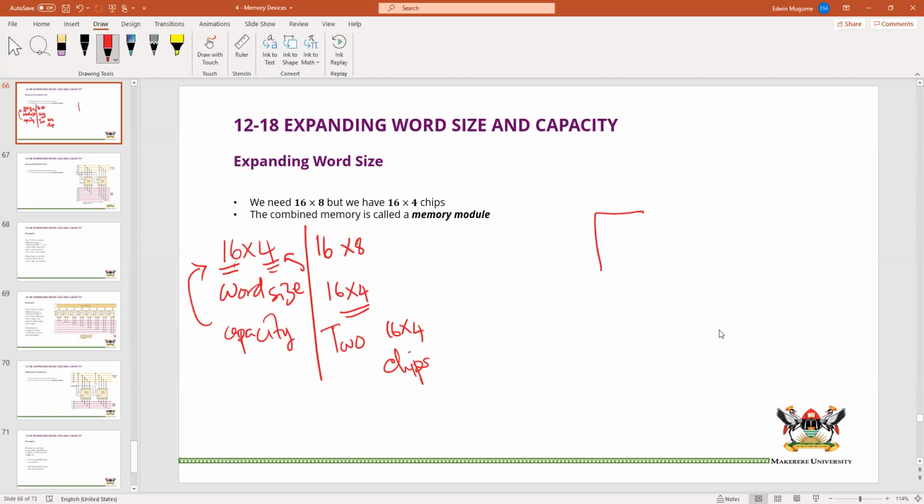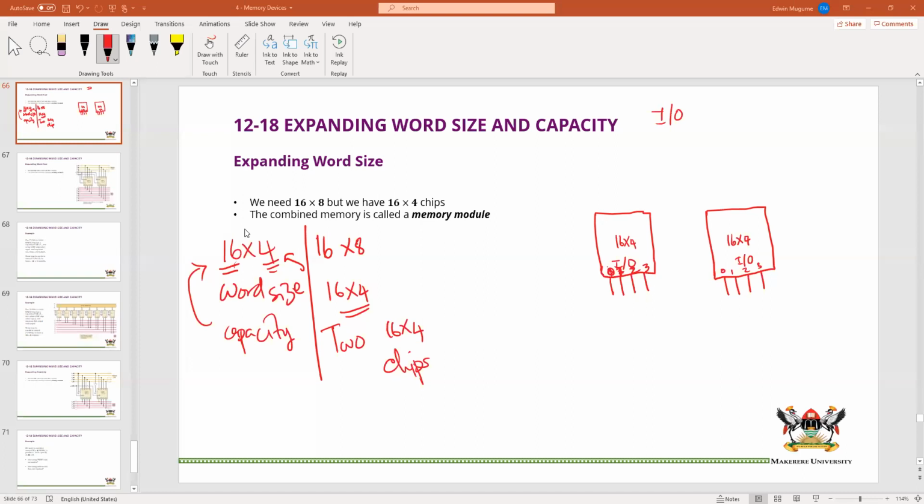So first of all, we draw two chips, okay? We can have our two chips side by side. We know that each one is 16 by 4. Now, each of these has four outputs, obviously. These are my outputs, and I could use IO, input, output. So I'll say input, output, 0, 1, 2, 3. And these are also input outputs, which will be 0, 1, 2, 3.